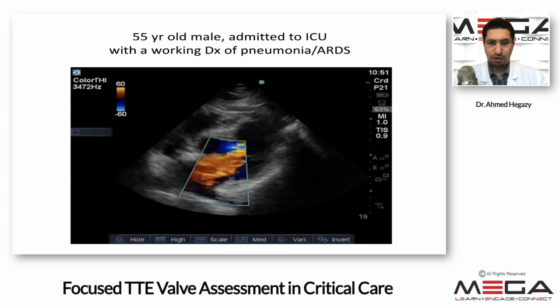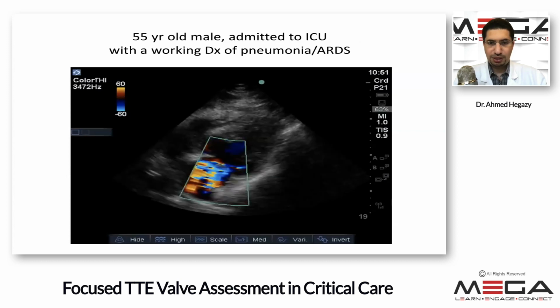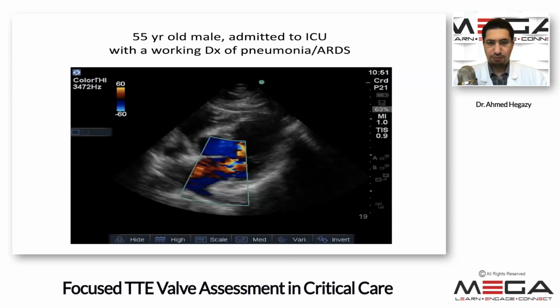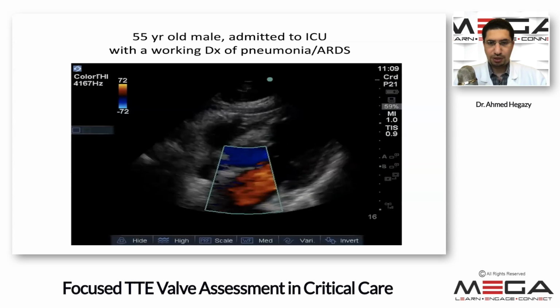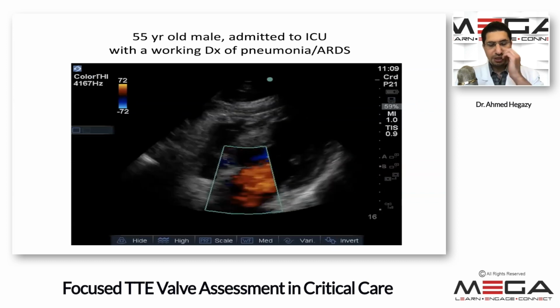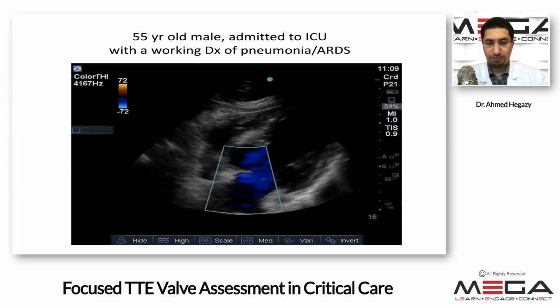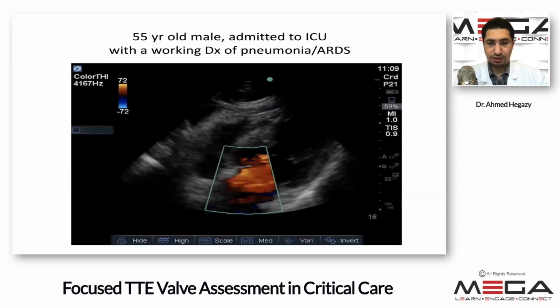And then we put color Doppler on the mitral valve. And what we see here is there's severe mitral regurgitation. And we confirm again, there's severe mitral regurgitation. And so this patient appears to have severe MR, and his left atrium looks to be normal in size.